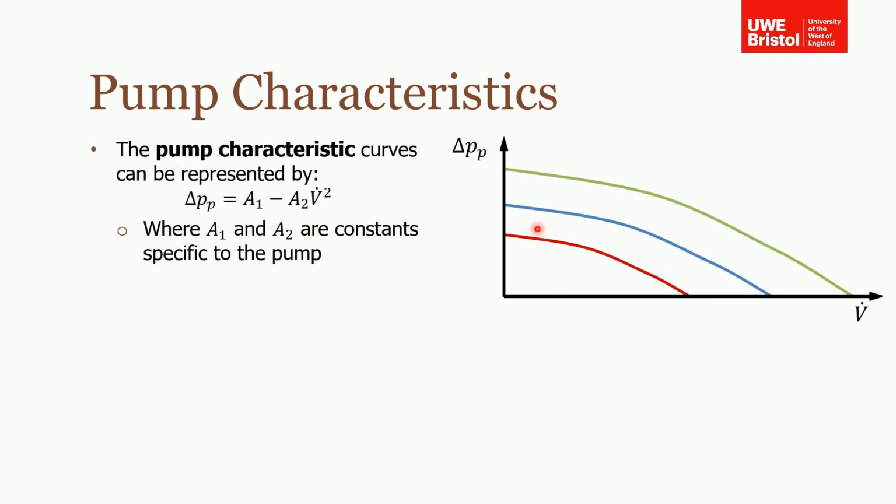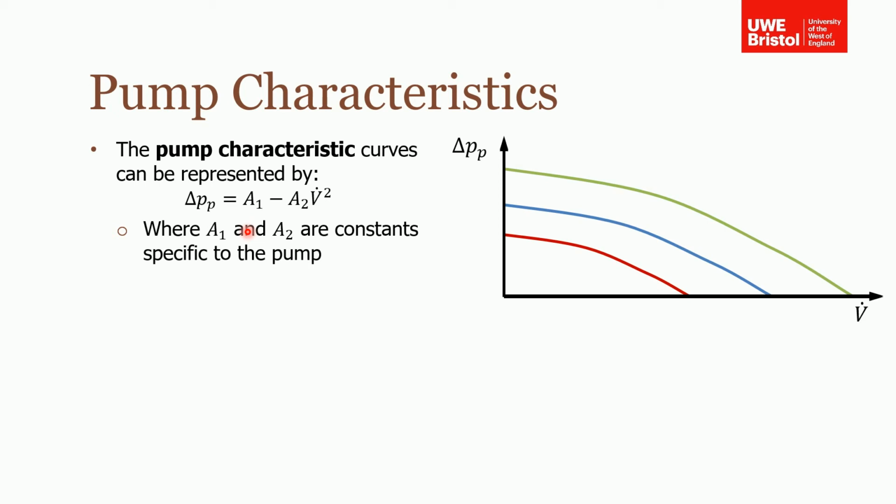So this is the characteristic curves as shown on the previous slide, and the generic formula for this line here is written as this. So the pump pressure is equal to some constant minus another constant times the velocity squared, and A1 and A2 are constants specific to the pump.